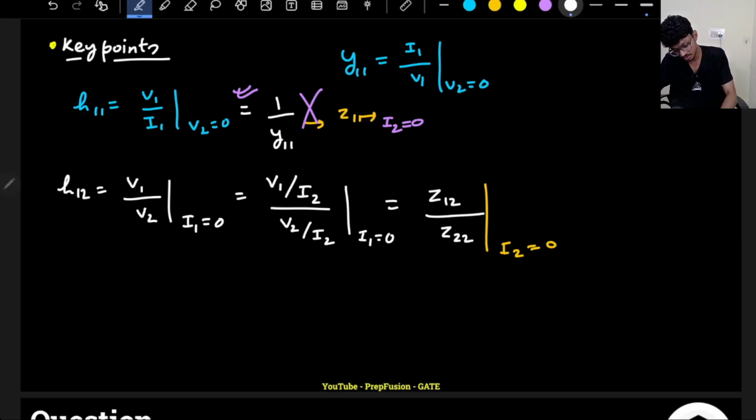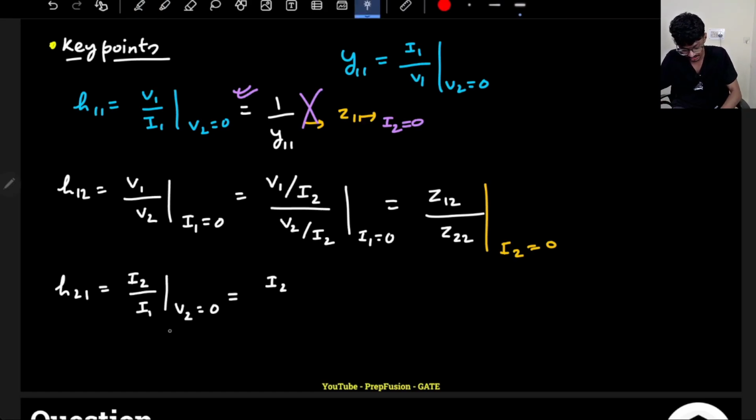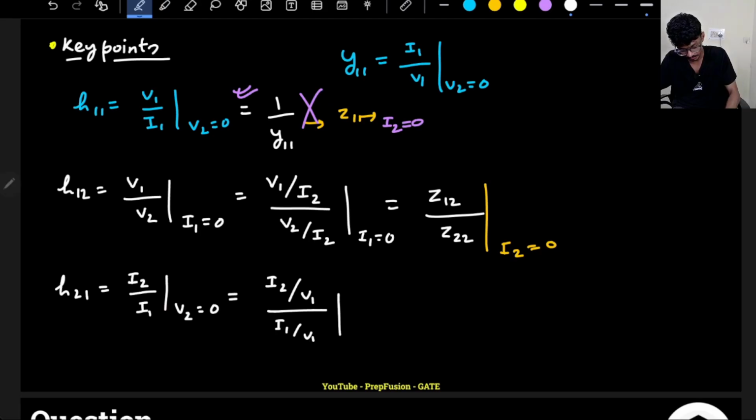Now, what is my h21? h21 equals i2 upon i1 when my v2 is 0. Whenever v2 is 0, whenever voltage is 0, that means you have to use the admittance parameter. Whenever current is 0, you have to use the impedance parameter. I cannot divide by v2 on both sides because v2 is going to 0, so I will divide by v1 on both sides. So this will be i2 upon v1 divided by i1 upon v1, while my v2 is going to 0. So this will be y21 divided by y11. Of course, remember the condition that my v2 is going to 0.